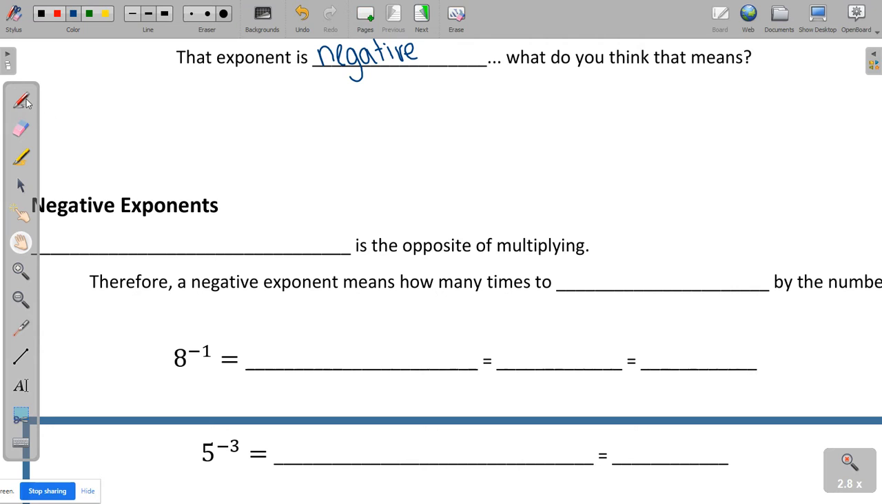Negative exponents, you are dividing, and dividing is the opposite of multiplying. Therefore, a negative exponent means how many times you are going to divide by that number. So 8 to the negative first is equal to 1 divided by 8, which is 1 over 8, which equals 0.125. So there's a rule to this.